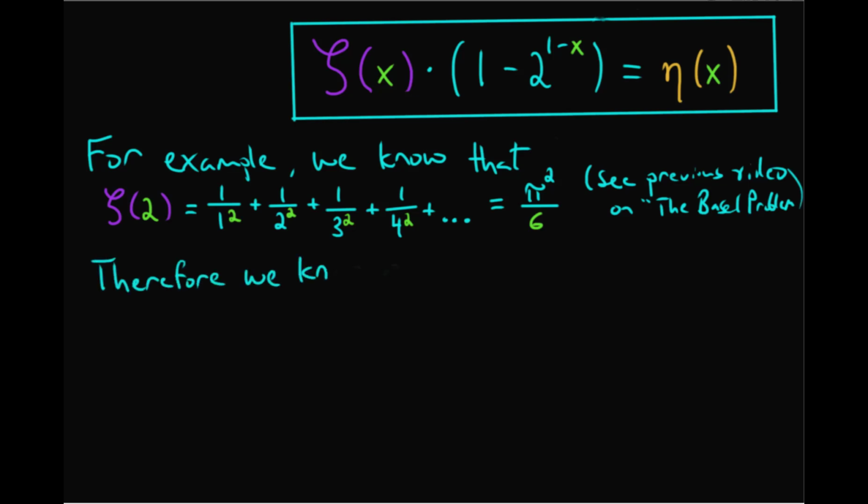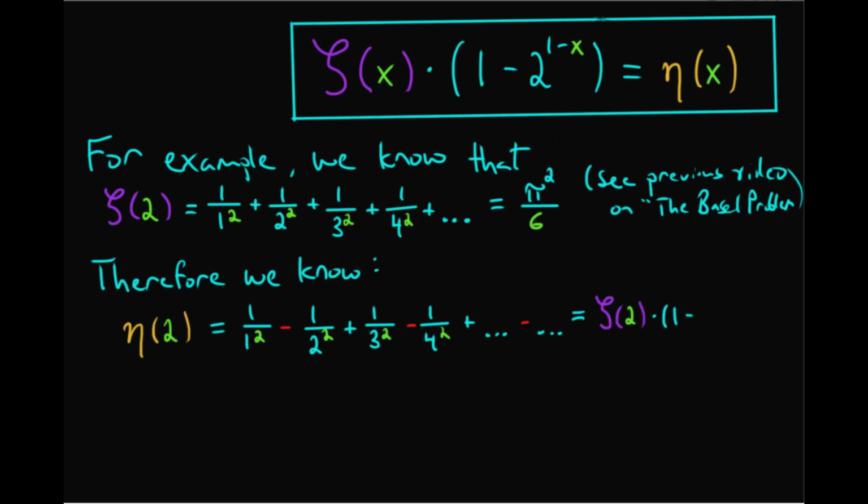Therefore, we know that eta of 2, which is defined to be 1 over 1 squared minus 1 over 2 squared plus 1 over 3 squared minus 1 over 4 squared plus dot dot dot minus dot dot dot, equals zeta of 2 times the quantity 1 minus 2 to the power of 1 minus 2, which equals pi squared over 6 times the quantity 1 minus 2 to the negative 1. Well, 2 to the negative 1 is just 1/2, so this is pi squared over 6 times 1 minus a half, or pi squared over 6 times 1/2, and therefore eta of 2 equals pi squared over 12.